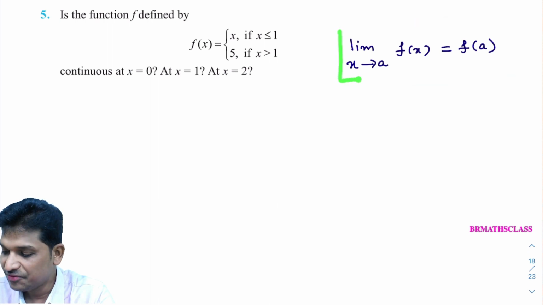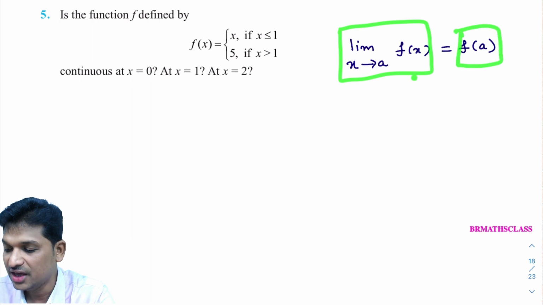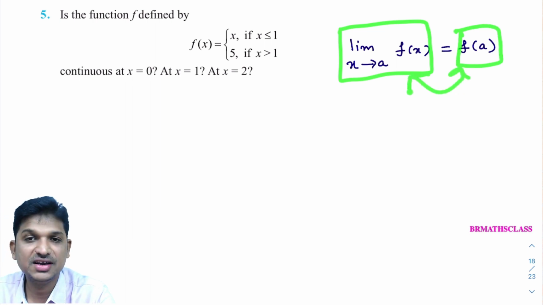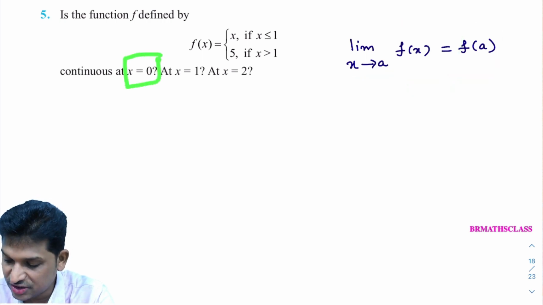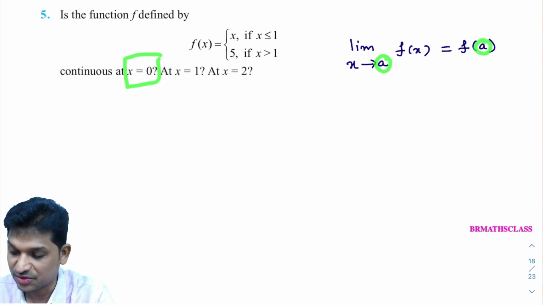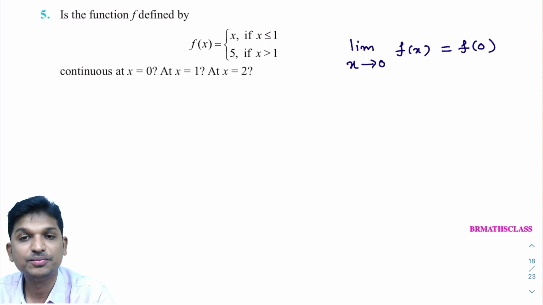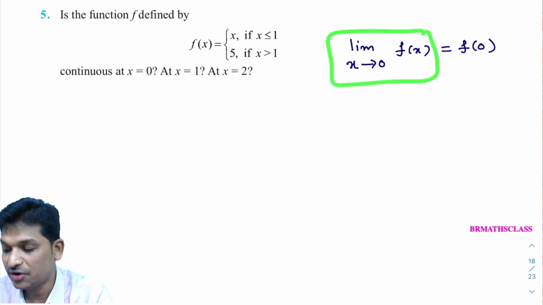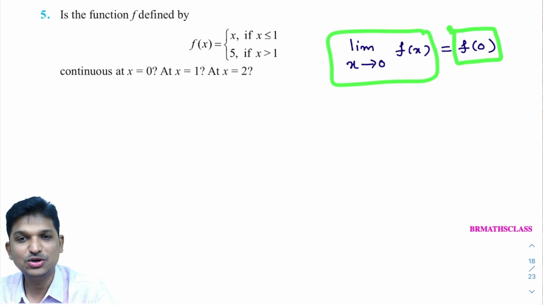Okay. So here, first we will calculate the limit as x tends to a of f of x. Next we will calculate f of a. If both answers are same, then we say that the function is continuous at x equal to a. Okay. So here I need to check the continuity at x equal to 0. That means in place of a, I need to write 0. So the limit as x tends to 0 of f of x equal to f of 0, then I can say that this function is continuous at x equal to 0.